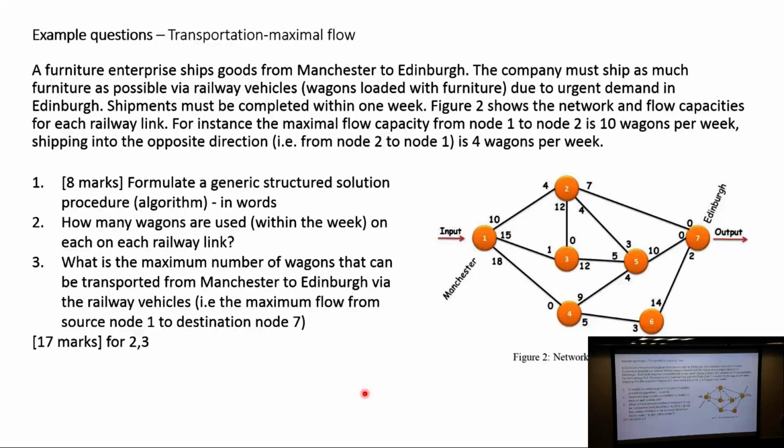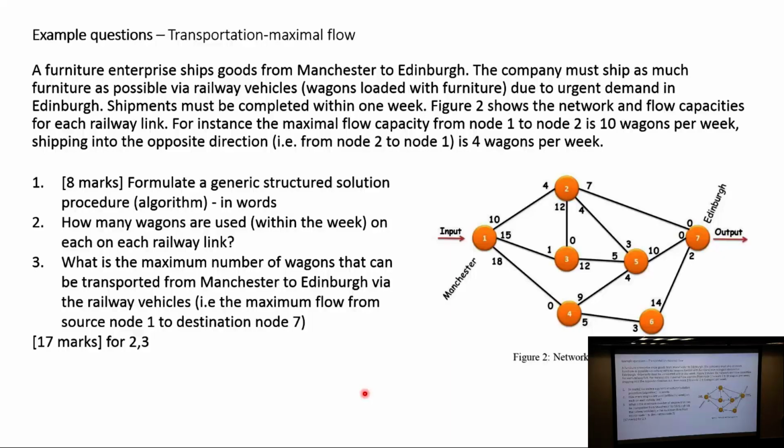If you're looking at here, this is a 10 and 4. 10 means 1 to 2, the maximal capacity, and 4 means 2 to 1, the other direction. If you're looking at 2 to 7, we have 7 as a capacity, but 7 to 2 is 0. That means we cannot transport from 7 to 2. This is the meaning of those capacities. So apparently we can transport 1 to 2 to 7, or 1 to 3 to 5 to 7. Also, maybe 1 to 3 to 5, maybe to 4 to 6 to 7.